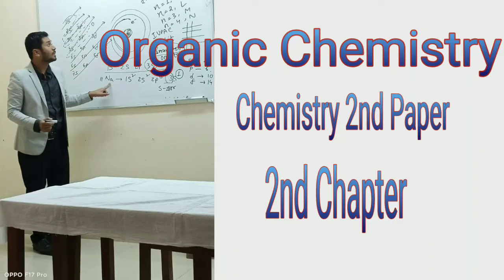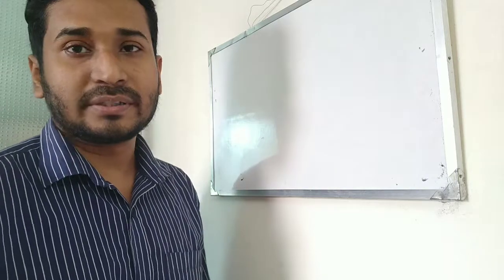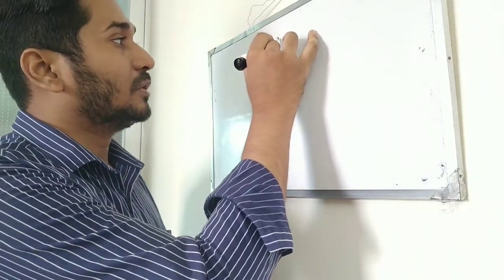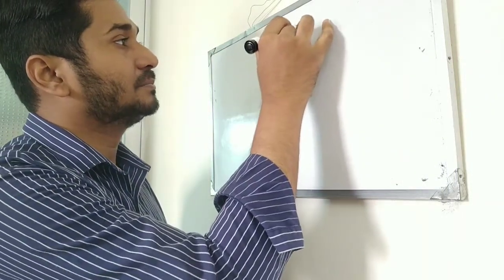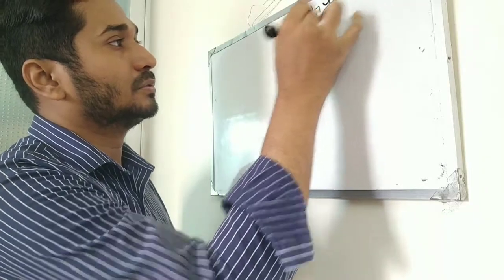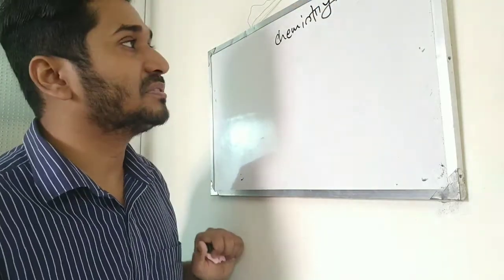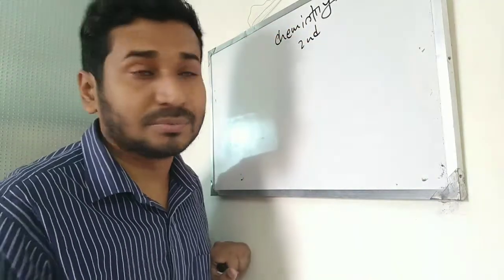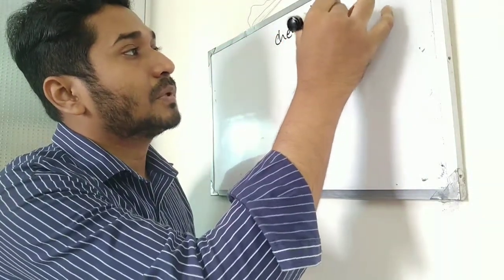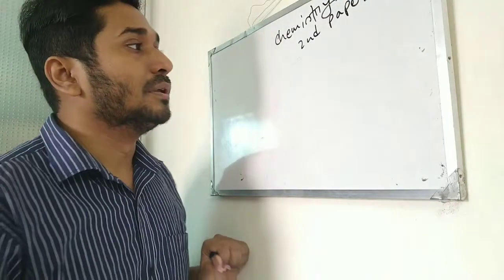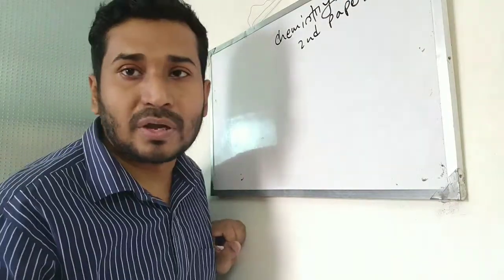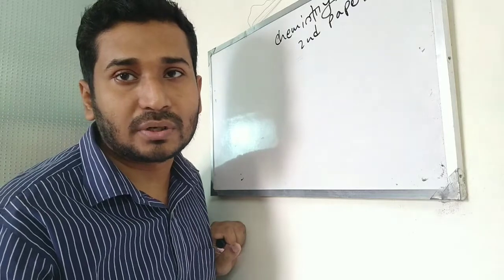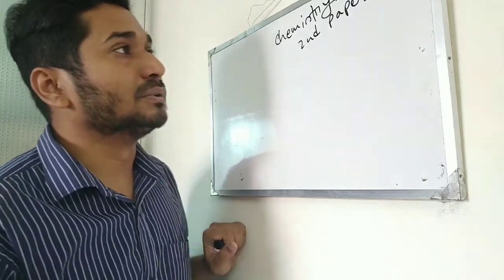Today I'm going to discuss an important topic of organic chemistry, which is from Chemistry Second Paper. Organic chemistry is discussed in the second chapter of Chemistry Second Paper. In this chapter you will be able to know about the classification of organic compounds.